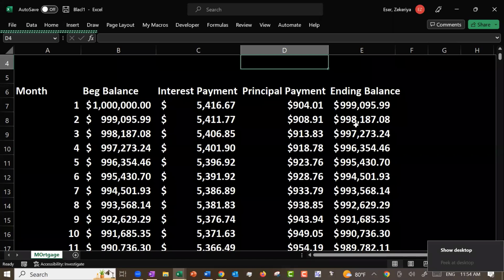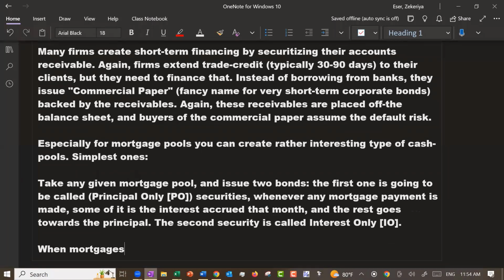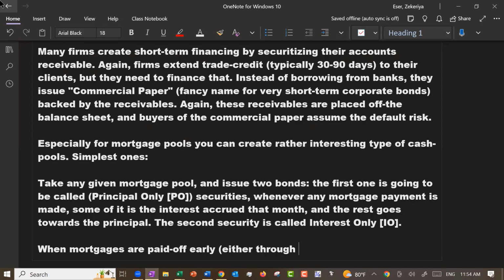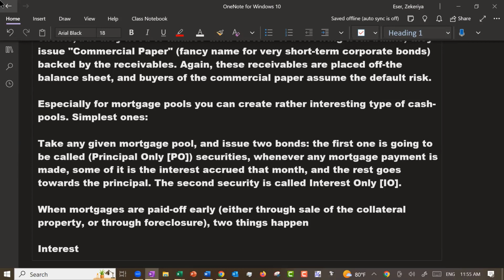So when mortgages are paid off early, either through sale of the collateral property or through foreclosure, two things happen. Interest payments abruptly end.